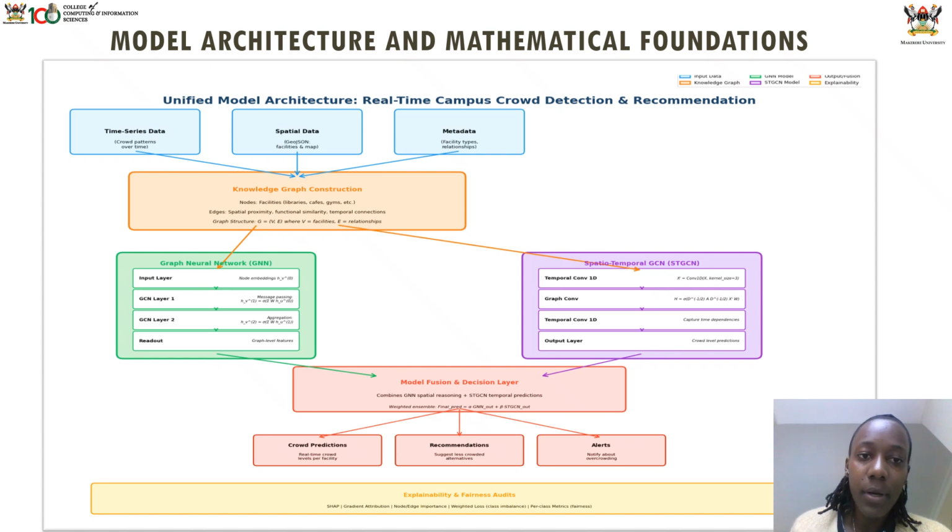Then our model architectures, the models we try to pick out to be able to test on our datasets that we are able to choose. We have this one, which takes in the time series data, spatial data, and metadata into the knowledge graph that's constructed. The knowledge graph has vertices and edges, whereby the vertices are the nodes or the facilities in the case of campus, and the edges are the relationships between these facilities.